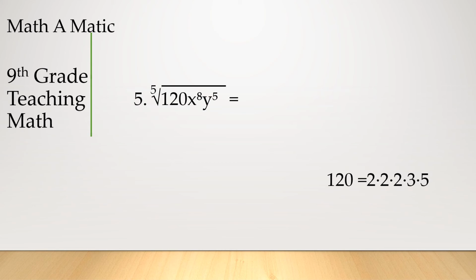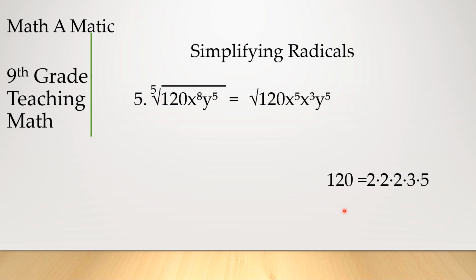Now, I have here the last one, the fifth root of 120x to the 8th power y to the 5th power. So these are the prime factors of 120. You notice here, there are no prime factors that are multiplied to itself 5 times, because the index here is 5 and this is only 1, 2, 3. Which means that the 120 is already in simplest form. So what we're going to do now is remain inside the radical sign the 120.